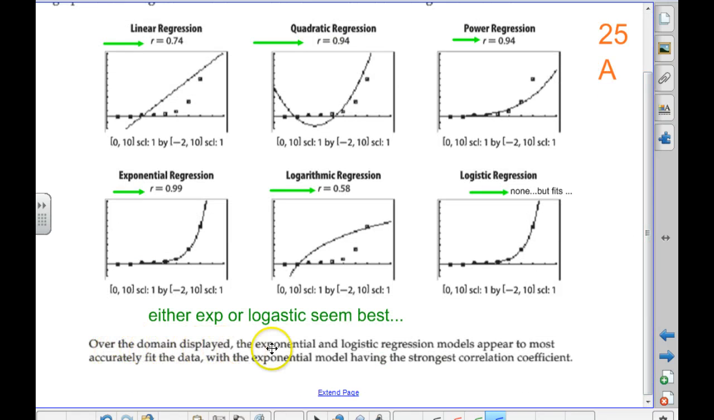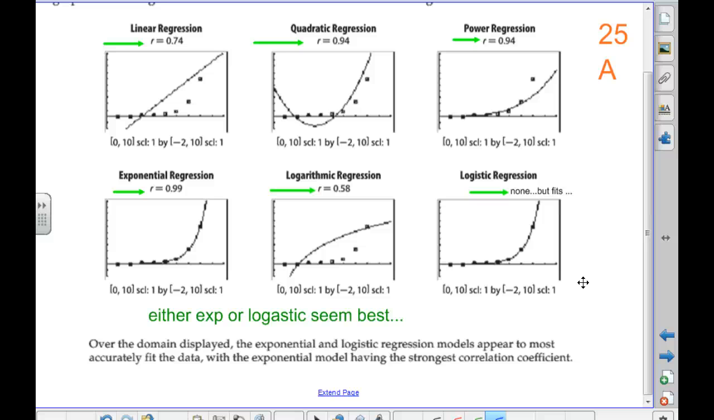Over the domain displayed, the exponential and logistic regression models appear to be the most accurate fit, with the exponential model having the strongest correlation coefficient. So it would totally depend on what we were talking about, whether we picked exponential or logistic. We'd have to think about what the data was telling us. Is it something that's going to grow without bound, or is it something that's going to approach a limit?